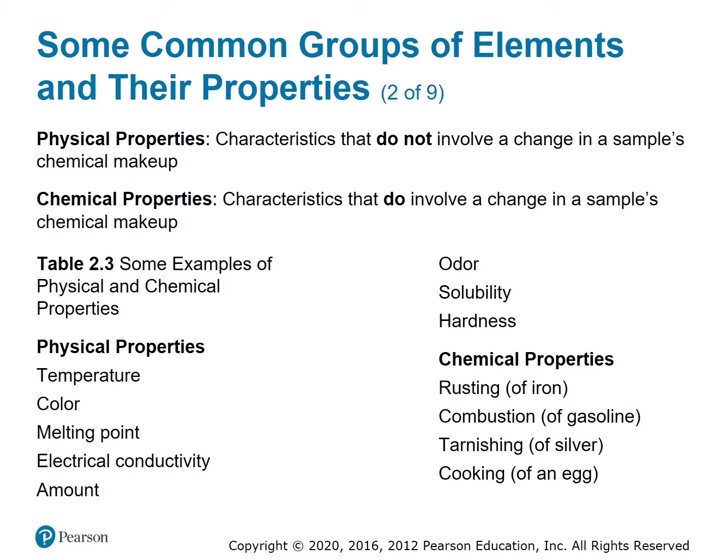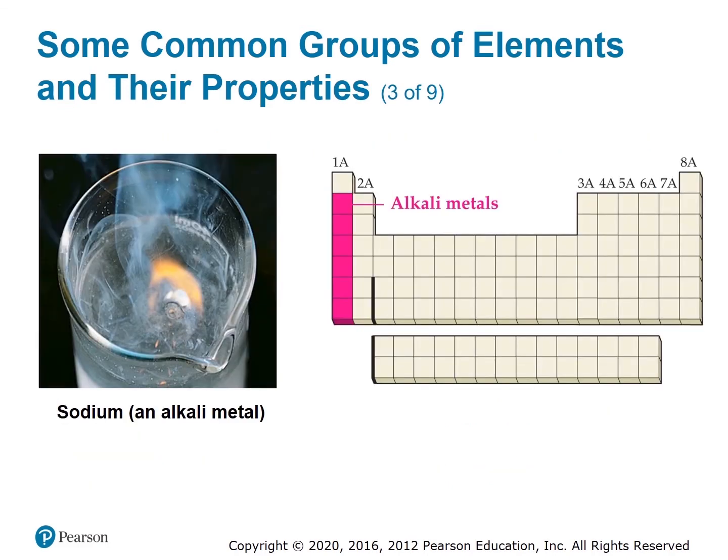This list here isn't meant to be comprehensive at all. Chemical properties include things like the tendency of iron to rust, the flammability of gasoline, silver's propensity to tarnish over time, etc. These all pertain to the tendencies of these substances to undergo particular chemical reactions under certain conditions.